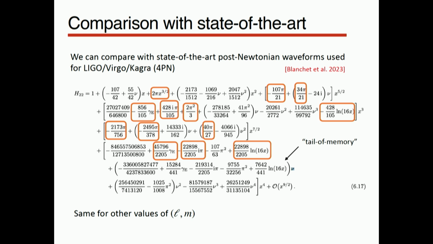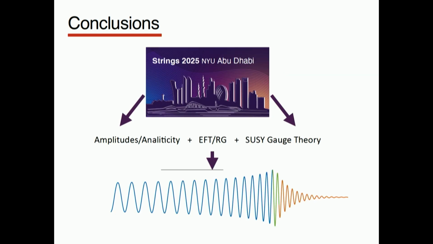There are additional logs that we cannot resum because they have to do with other physical effects, so-called non-linear memory effects, which are not captured by this anomalous scaling of the multipoles, at least not from the universal part. And we've checked that this holds for many other multipolar numbers. Okay, so I think this is a pretty strong check.